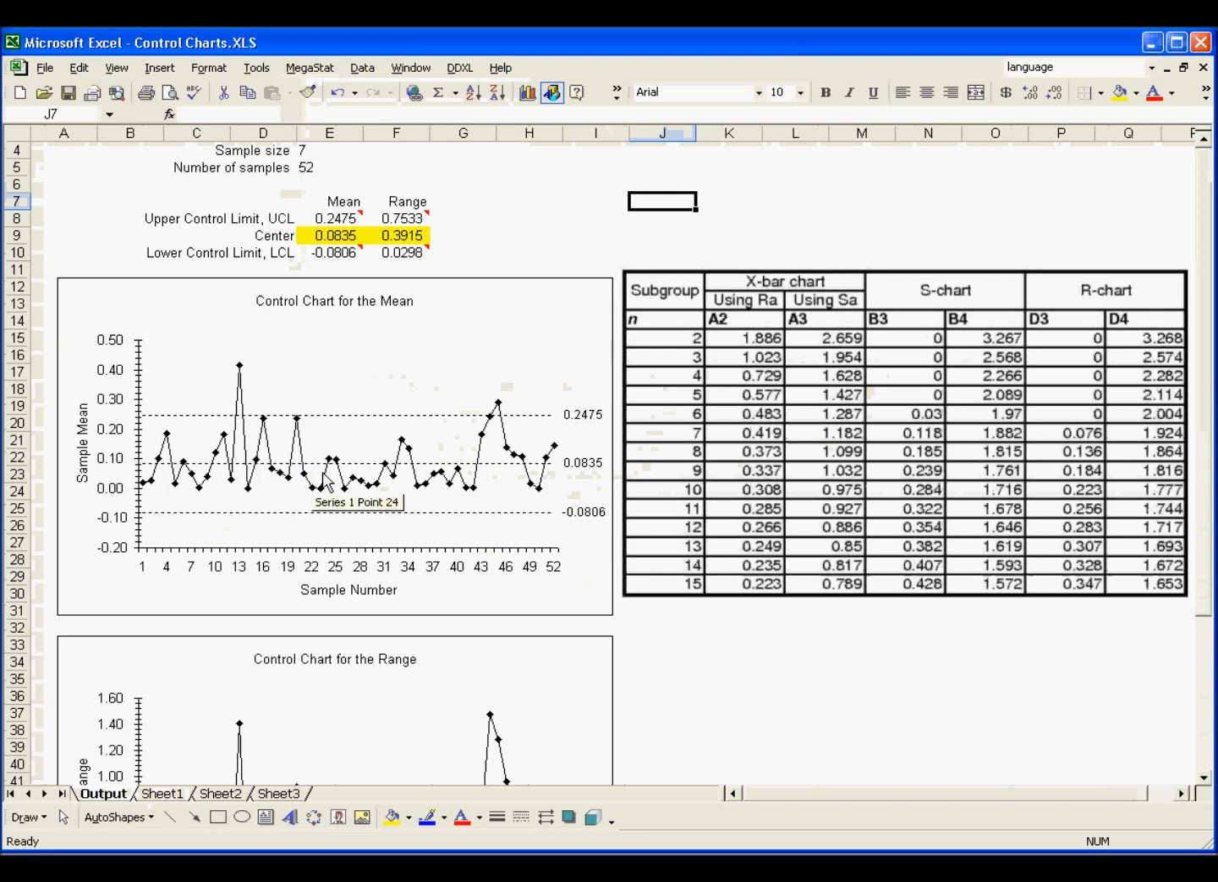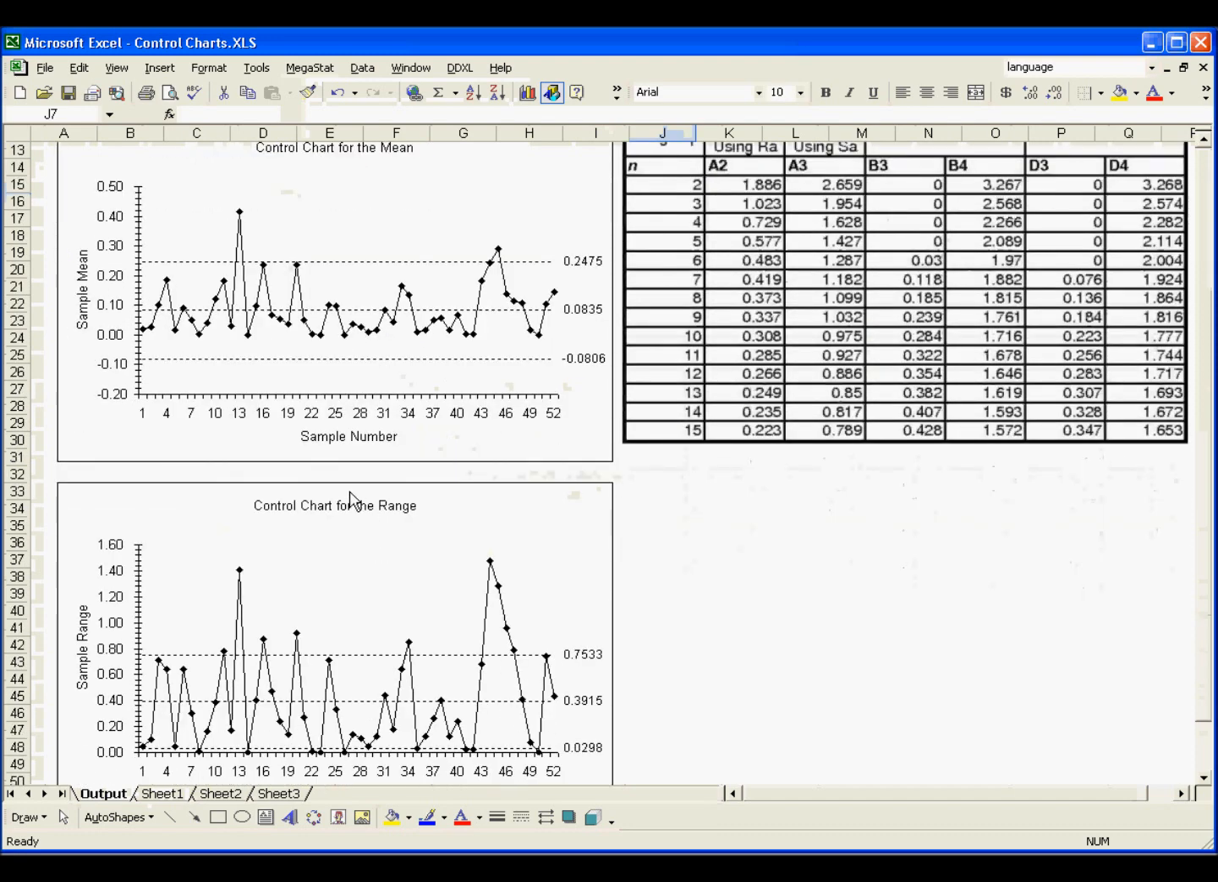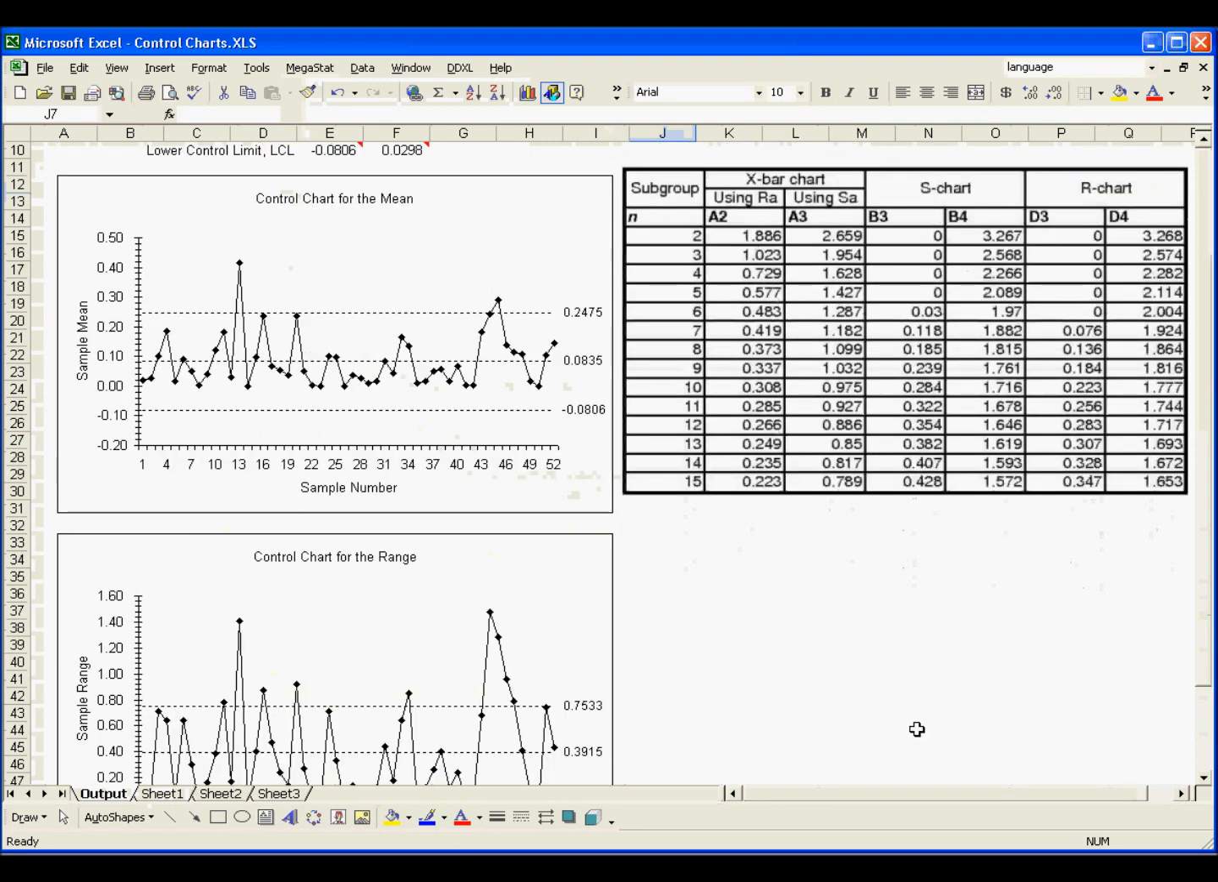And by the way, when people look at control charts, they look at the means, the X bar chart, as well as the R chart. Usually those go hand in hand. And we can see quite a few times the range goes outside of the lower and the upper control limits for the ranges. So there's a brief look at some control chart data.